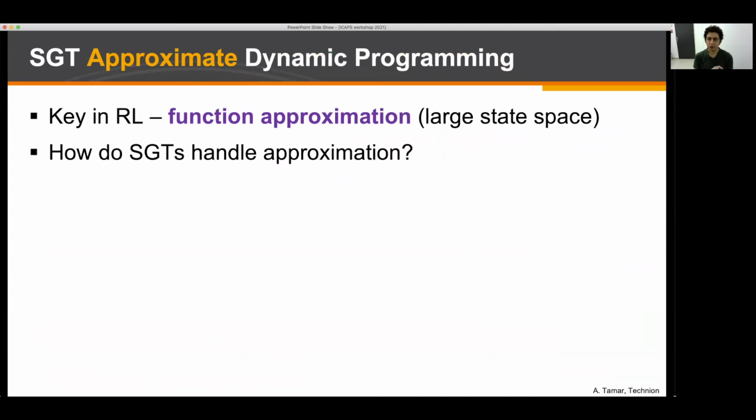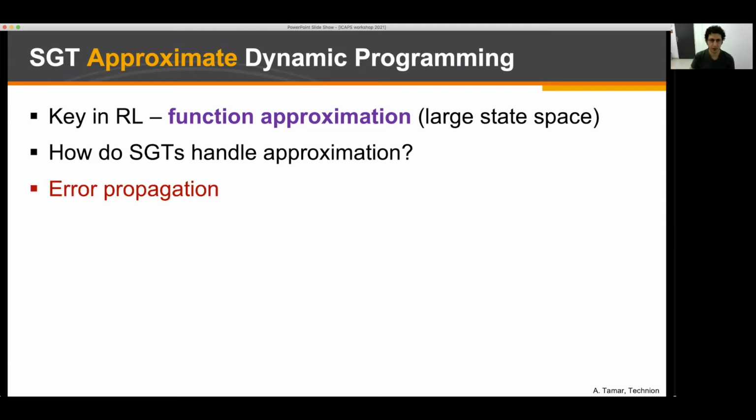Now we would want to use this new principle to design RL algorithms. And the first thing we need to do is handle approximations. We want to handle large state spaces. And the question is whether subgoal trees handle approximation better than just standard RL.